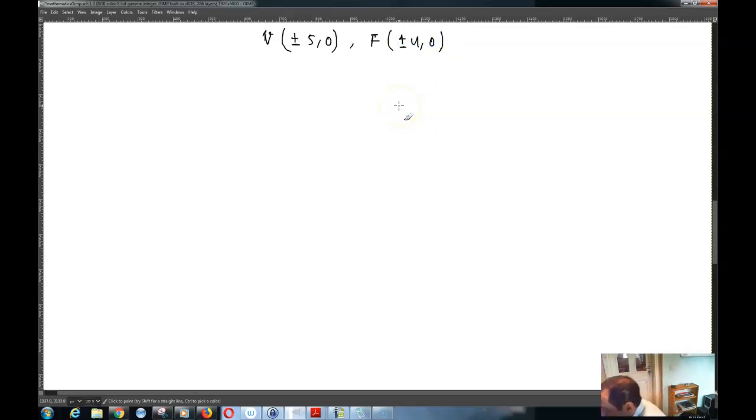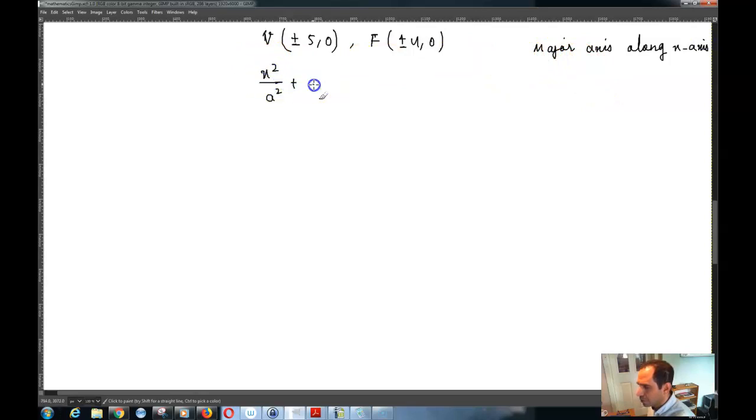So as you can see, basically your vertices are along the x-axis, your foci are along the x-axis, so that means that the major axis is along the x-axis. Since that is the case, I can write x squared divided by a squared plus y squared divided by b squared is equal to 1. So then all I need here is a and b.